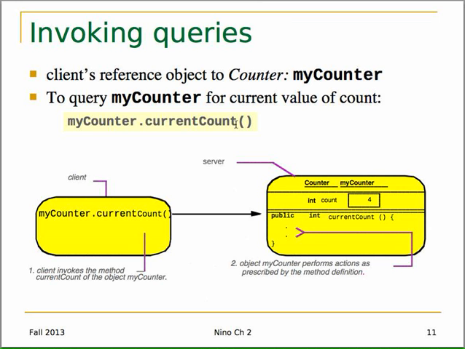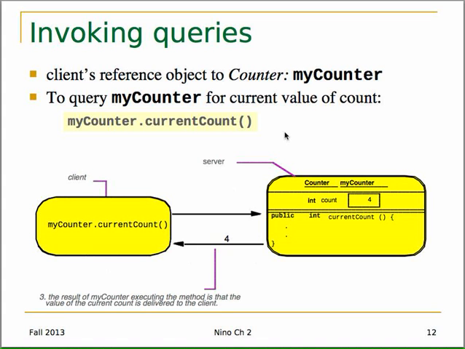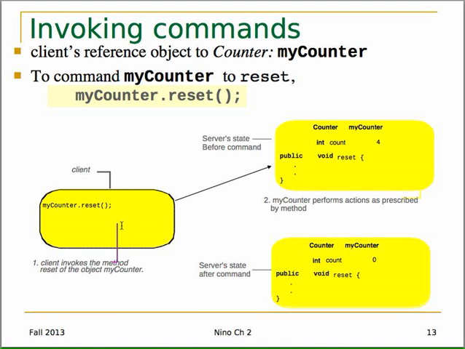So you can call queries using the name of the object dot query name, open close parentheses. To query the counter class, you call this, and it returns the value. You call this method, it returns, in this case, 4, and then you do something with that 4 here. Now, there's a bunch of things you can do with return values. Let me go over that in just a second.